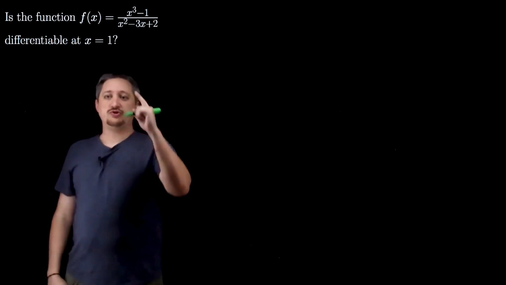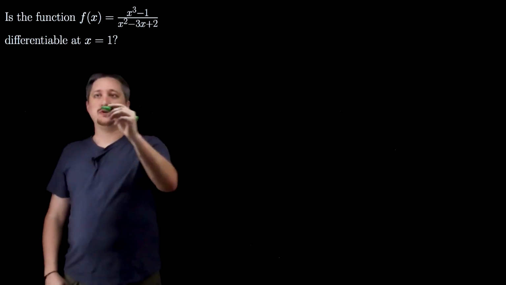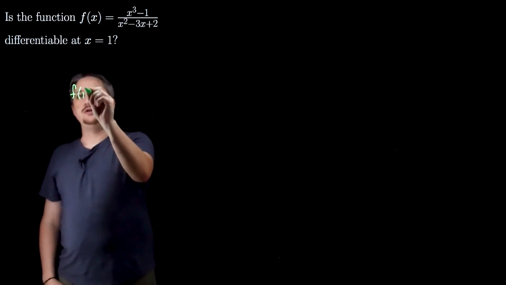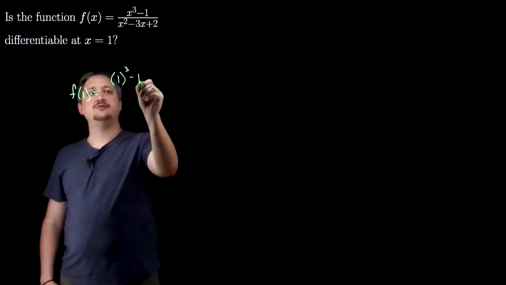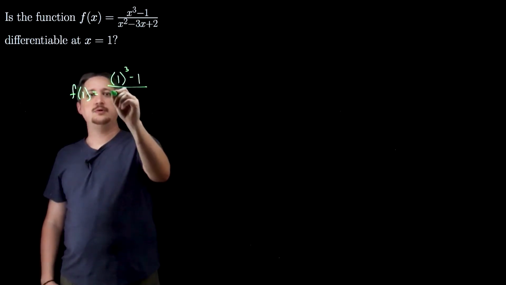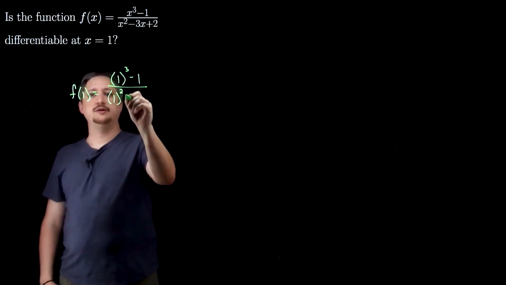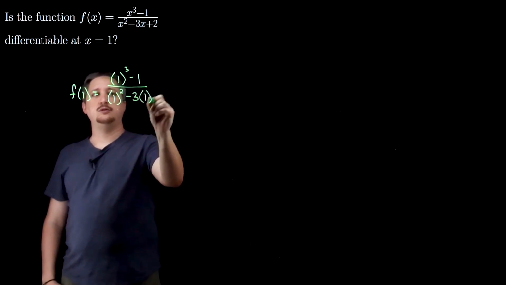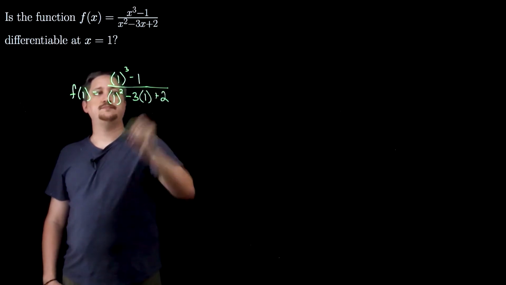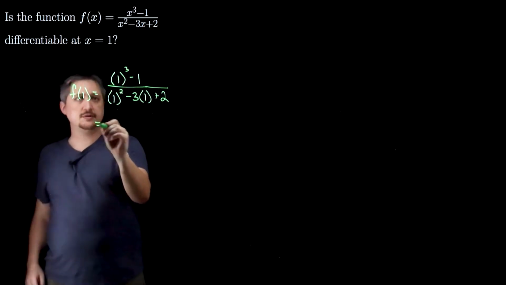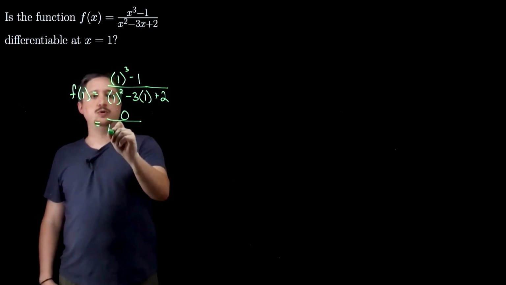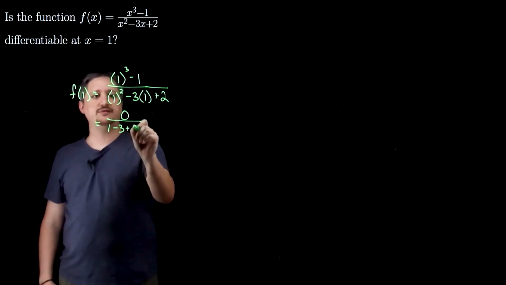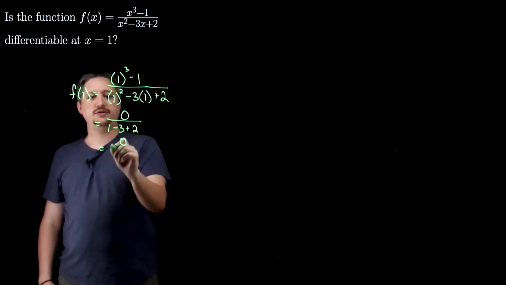So we want to check whether or not the function exists at 1, so plug in 1. So f of 1 equals what? This is 1 cubed minus 1 over 1 squared minus 3 times 1 plus 2. Simplifying, I get 0 in the top, that's fine. In the bottom, I'm going to get 1 minus 3 plus 2, which is 1 and 2 is 3, minus 3 is 0.